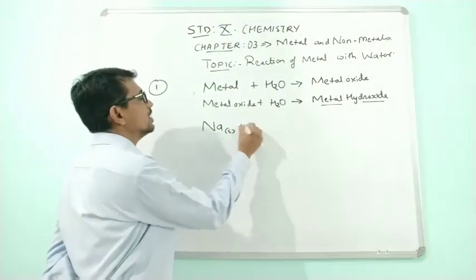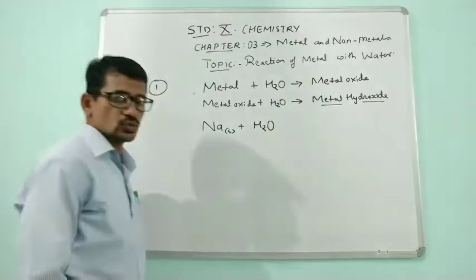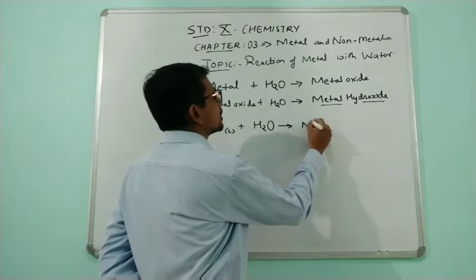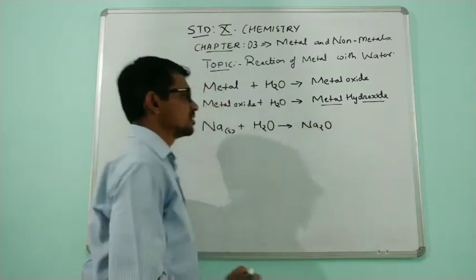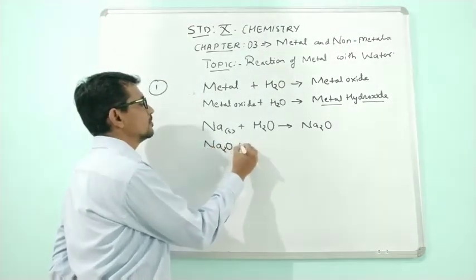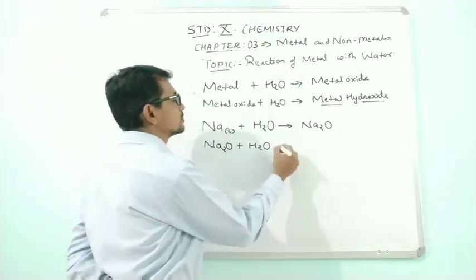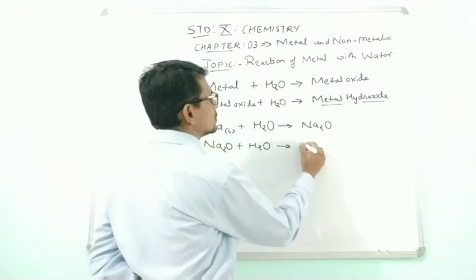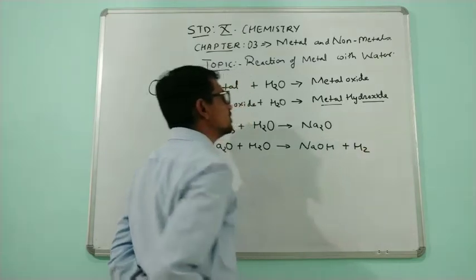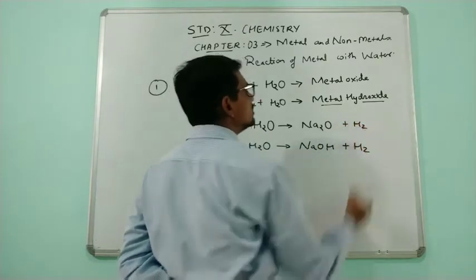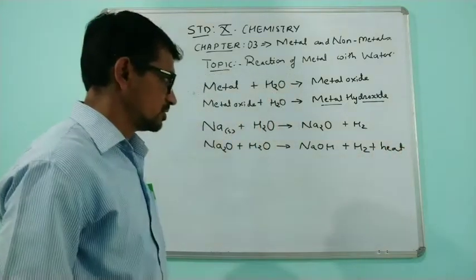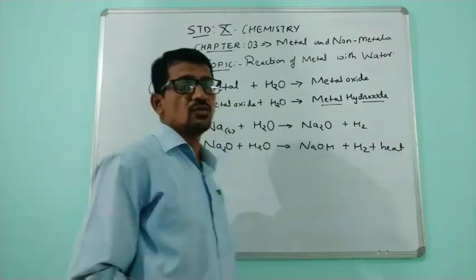This sodium, when it reacts with water H2O, is converted into Na2O, sodium oxide. This sodium oxide then reacts again with excess water, so it will give metal hydroxide. So it is NaOH plus H2, which means hydrogen gas is evolved. Here hydrogen gas is evolved, but this reaction is exothermic, so a large amount of heat is evolved.